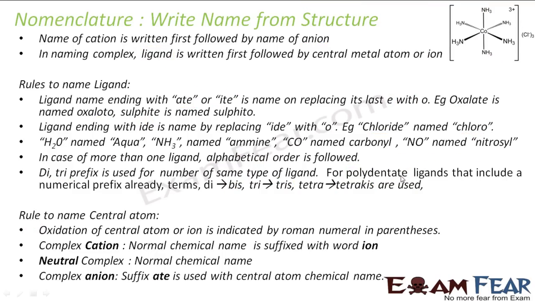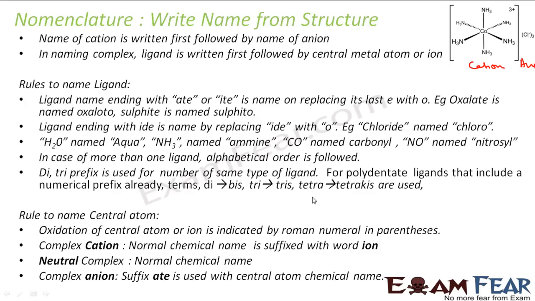So let's try to name this particular compound. So first thing I told, find out which is cation, which is anion. So this is cation and this is anion. Correct? Now I told the first cation is written, then anion. So this part will be written first.